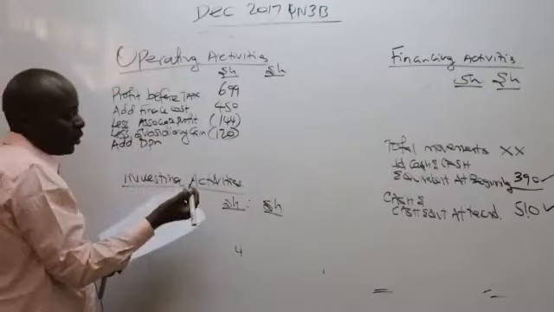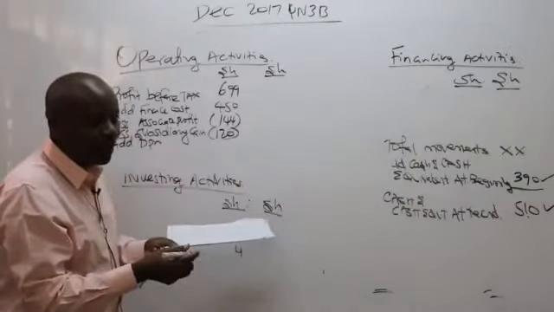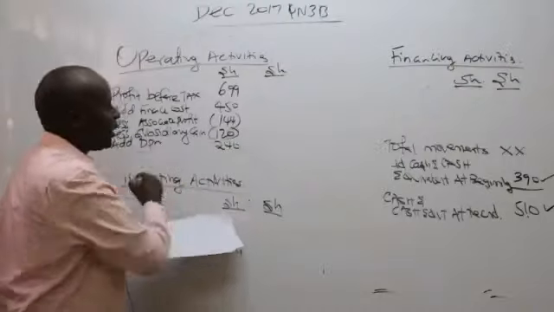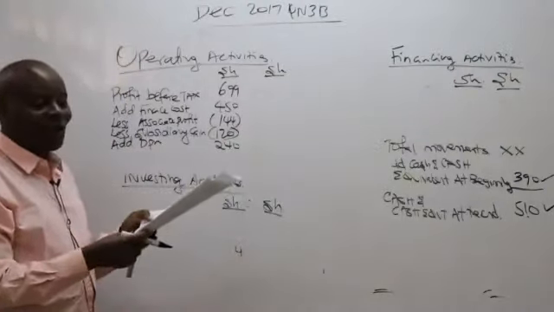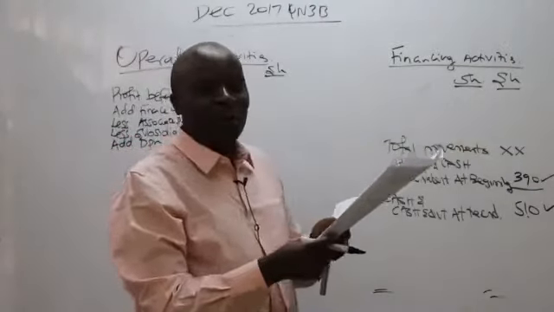So we are lucky because this has been computed for us. Depreciation of how much, ladies and gentlemen? 240 positive. From there, we also have this loss, the loss on disposal of this asset.